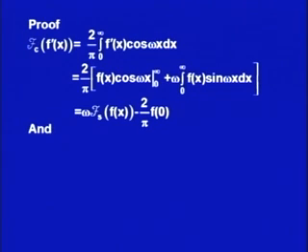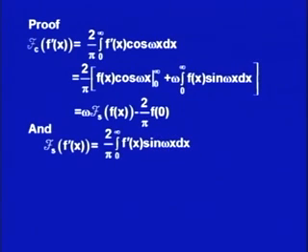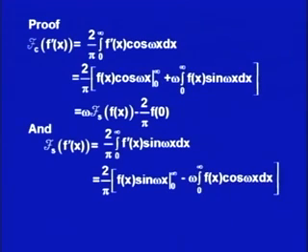And the Fourier sine transform of f'(x), by definition, is 2 upon pi times the integral from 0 to infinity of f'(x) sin omega x dx. Again we will go with integration by parts. So, it would be 2 upon pi times f(x) sin omega x evaluated from 0 to infinity, minus omega times the integral from 0 to infinity of f(x) cos omega x dx.